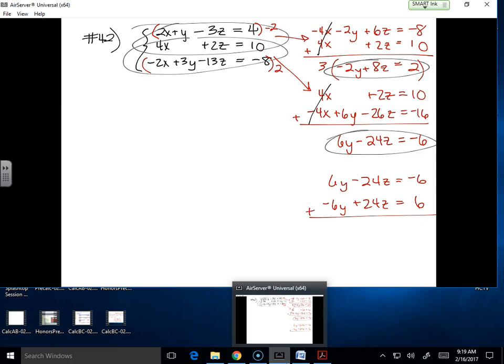Let's go! Double check. 3 times negative 2 is negative 6, 24, and then 6. Negative 6, 24, and 6. What happened? Wow. Isn't that 0 equals 0? But I was counting on that, wasn't I? Does that mean I did something wrong? No. No matter how you would have gone about trying to do it, you should have gotten to the same conclusion.